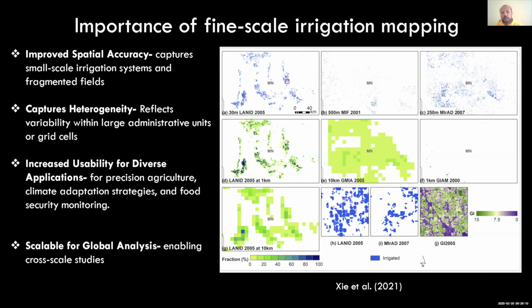Why do we need it? Because it improves the spatial accuracy as it captures small scale, farm level irrigation. It also enables us to capture heterogeneity, how irrigation varies within a small spatial scale. And it also enables usability in a diverse range of applications, including precision agriculture, for monitoring irrigation or agricultural practices at a field level more frequently compared to those global data sets that I showed you earlier.